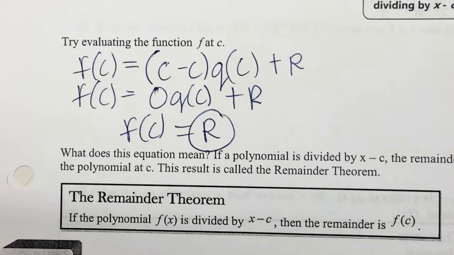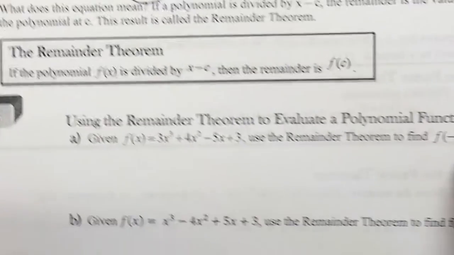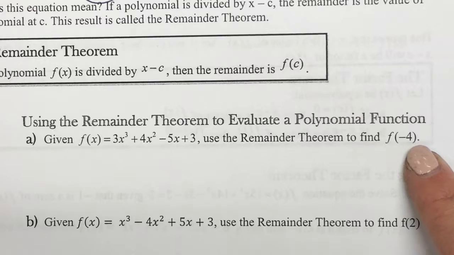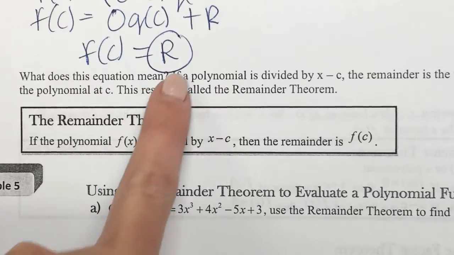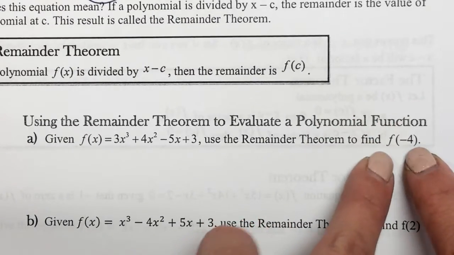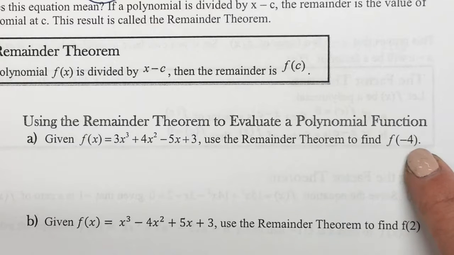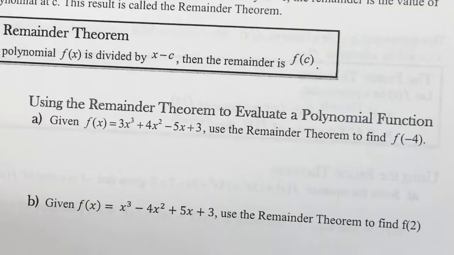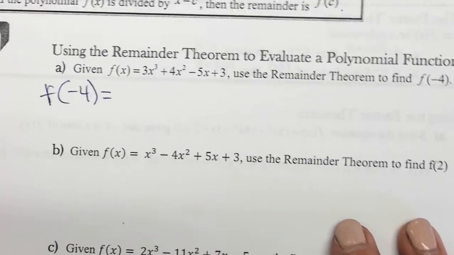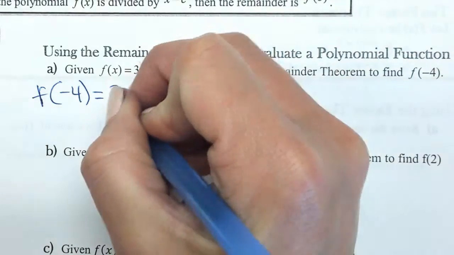So what does this mean? That means that these problems down here, when it says find f of -4, we're going to do the same thing we just did. Plug in -4 for x, and our value is going to be whatever the remainder is. That's what the remainder theorem is. You plug this in, and whatever the remainder is, that's the value of f of -4. So this is going to be f of -4 equals 3 times, let's go ahead and simplify it.